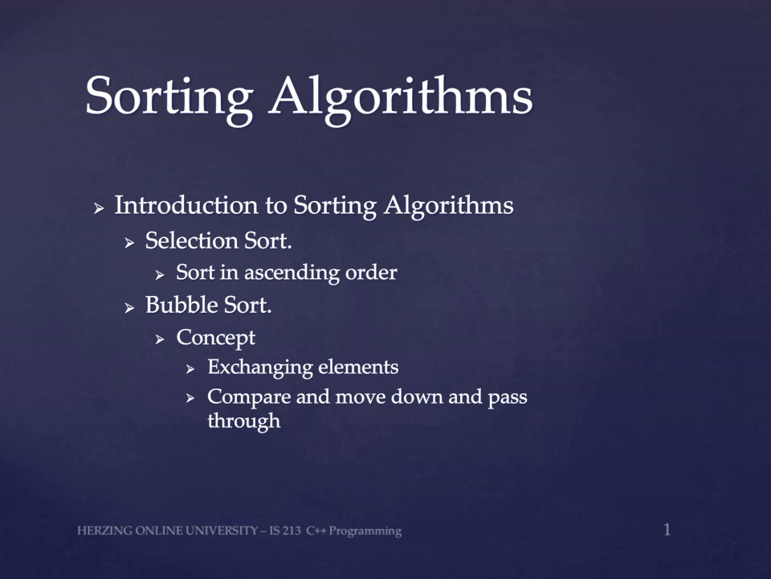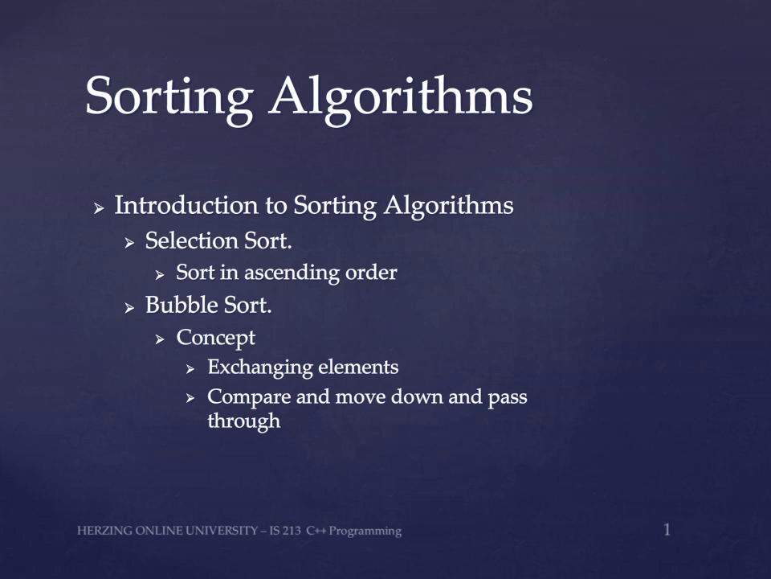There are two algorithms we are considering in this presentation, which are the bubble sort and the selection sort. With the selection sort, the concept for sorting in ascending order is that you locate the smallest element in an array and exchange it with the element in position 0. Then you locate the next smallest element in the array and exchange it with the element in position 1. And then you continue until all elements are arranged in order.